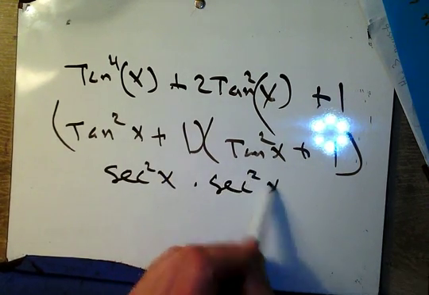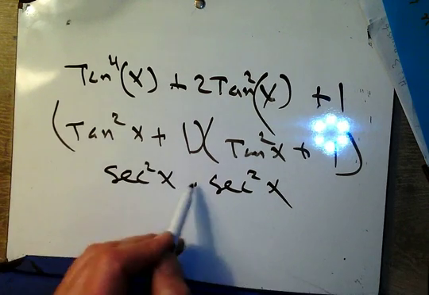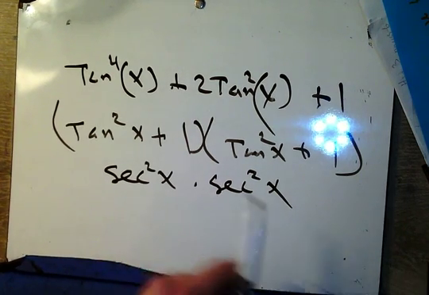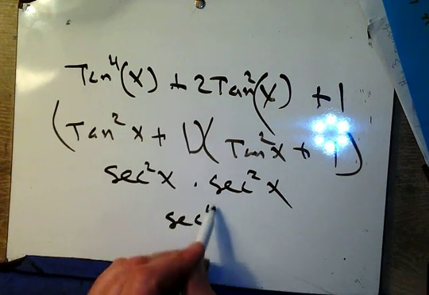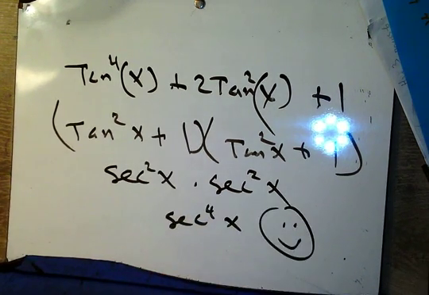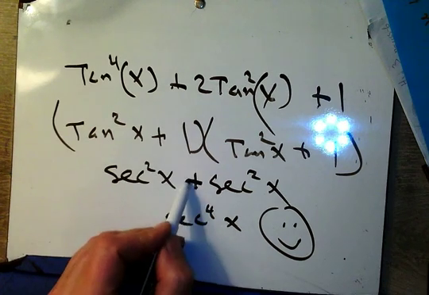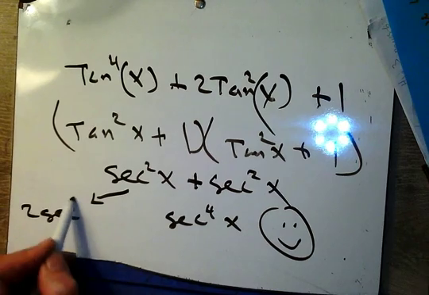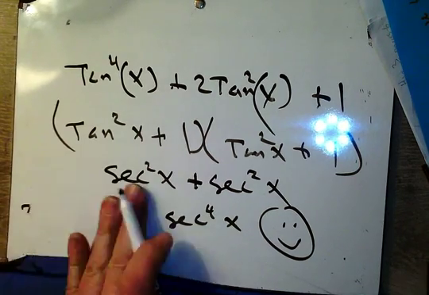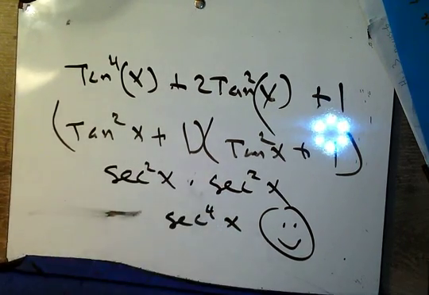Yup, secant squared. And so secant squared times secant squared, not secant squared plus secant squared. Secant squared times secant squared is secant to the fourth. And we're all done. If this had been a plus symbol, we would say secant squared plus secant squared is 2 secant squared. But that's not our problem here. Our problem is multiplication. These are multiplied together.